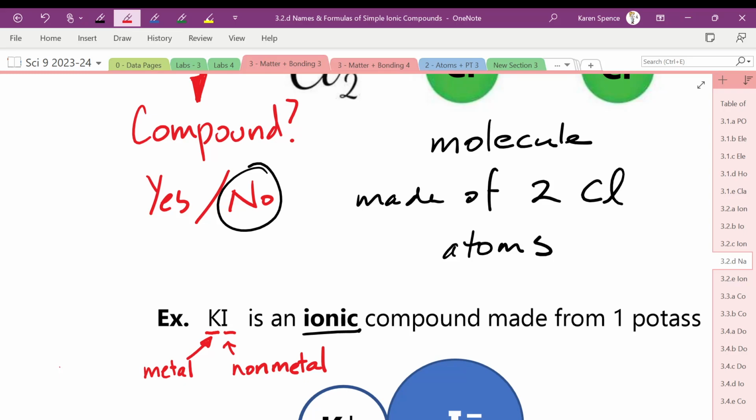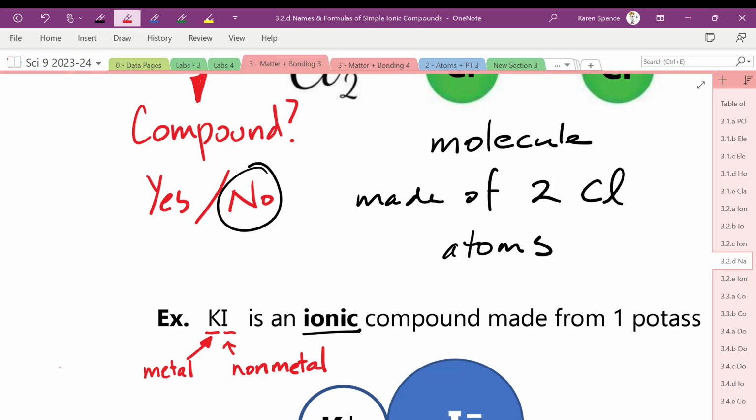K has 1 electron in its outer shell. What does it do to become an ion with that 1 electron? It loses that 1 electron. If you lose a negative, if 1 negative goes away, what charge do you have left? 1 negative is gone, so you have 1 positive. So that's why K is positive.